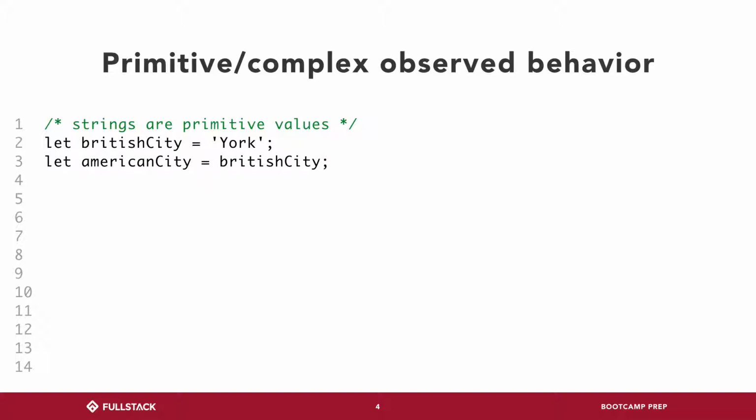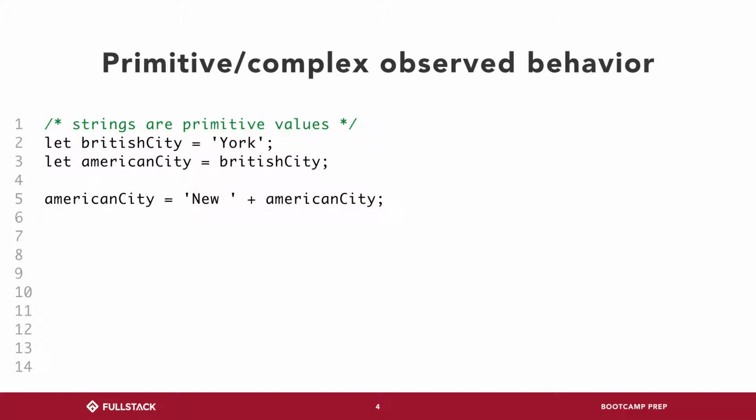Strings are primitive values. So here we have two variables. And the first one is British city, which we're setting equal to the string value York. Now on line 3, we create new space in memory called American city and set that equal to British city, which means at this point in time, American city needs to resolve to a single value. So to do that, we look up what British city is in scope or in memory. And we'll see that at that point in time, British city was equal to the string value York. So American city will also be equal to the string value York.